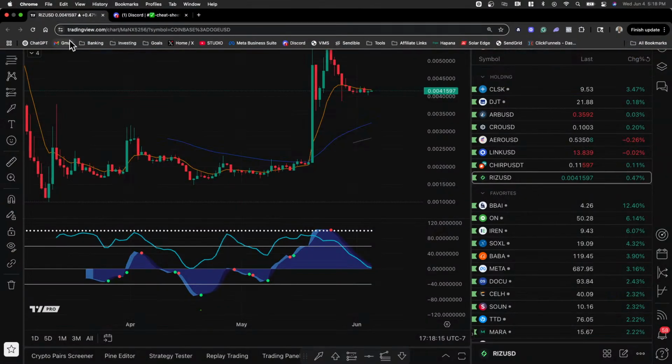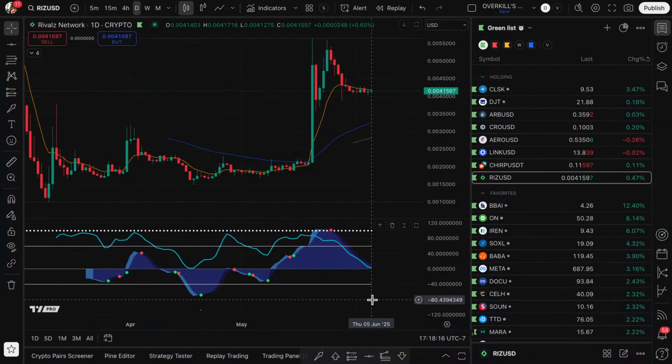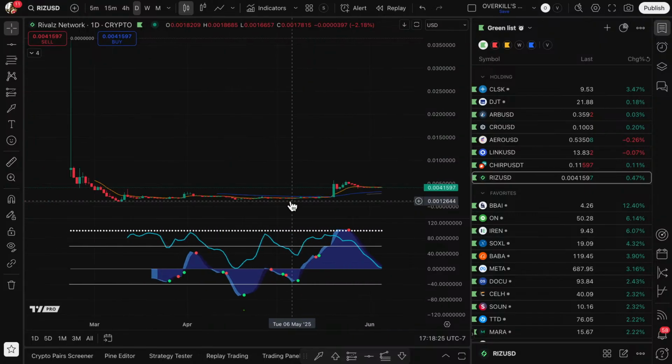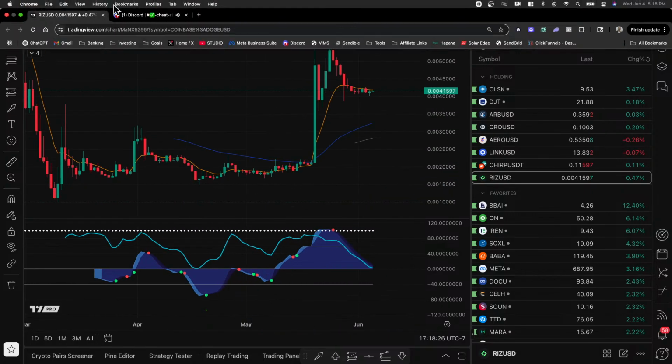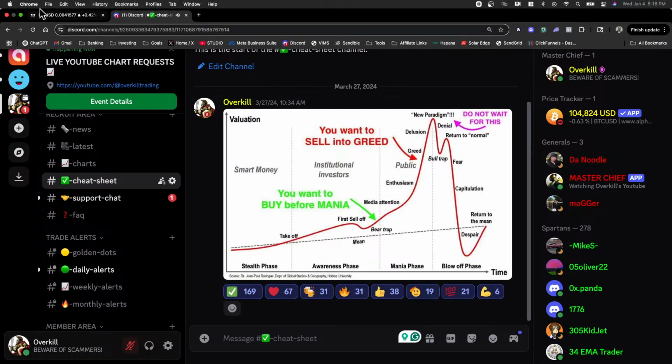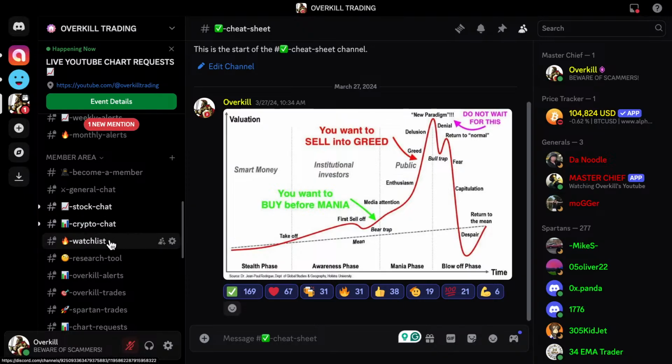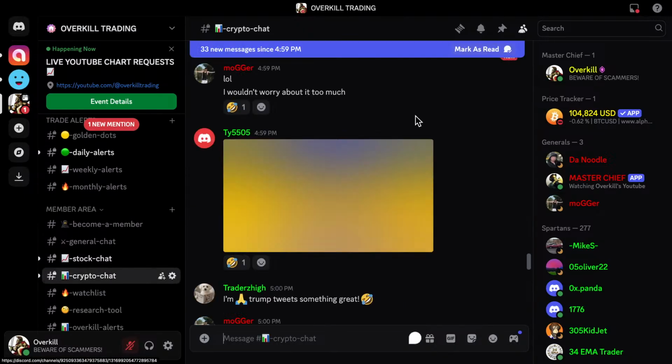Yeah, I would buy Riz right now. Look at this stochastic. It's sitting on the floor. I might even log off after this and buy more, because it's just stupid how undervalued it is. This is a brand new project, and nobody knows about it yet. Zero people. The only reason I know about it is because Chainlink is partnering with them.